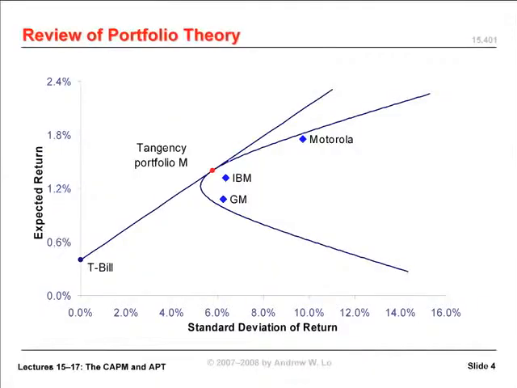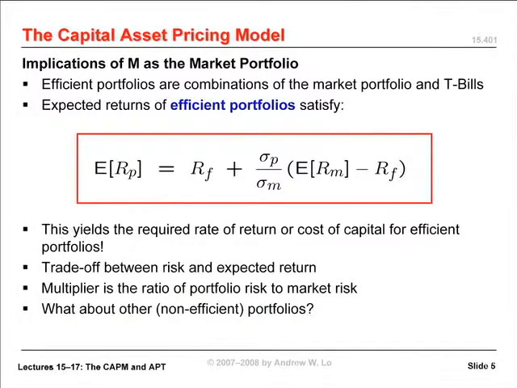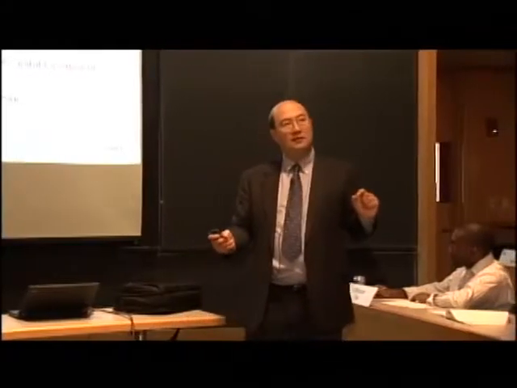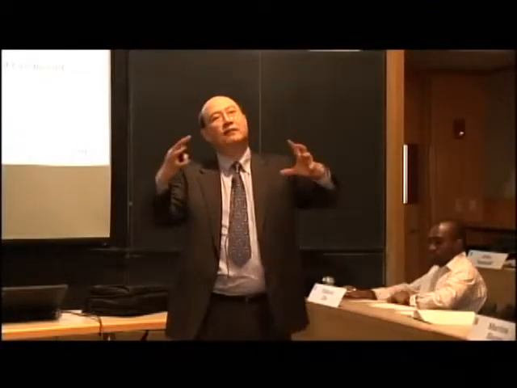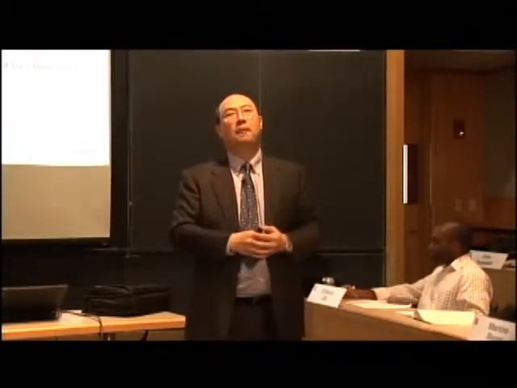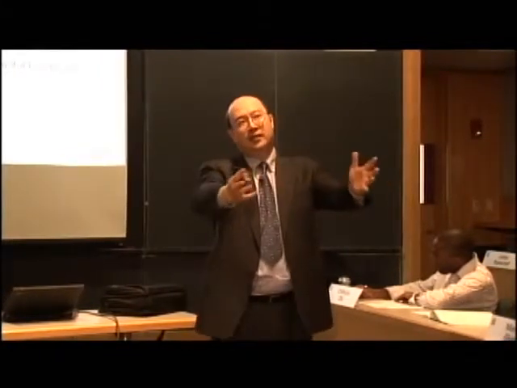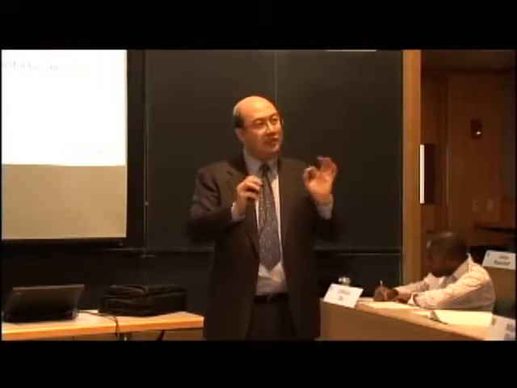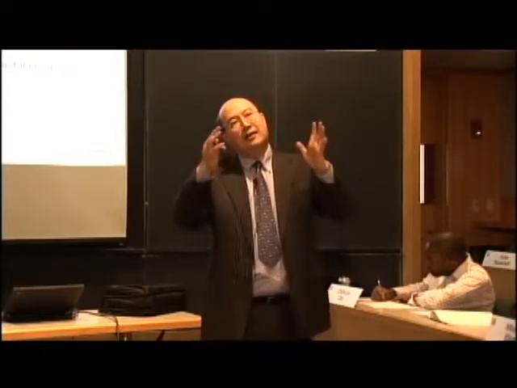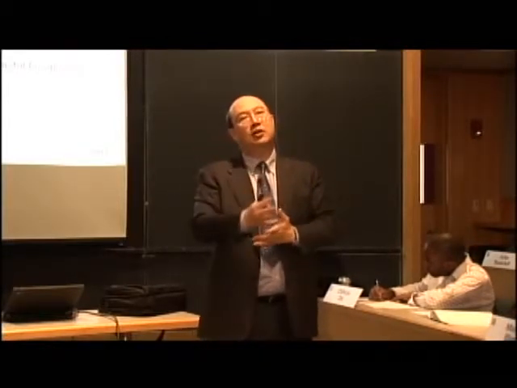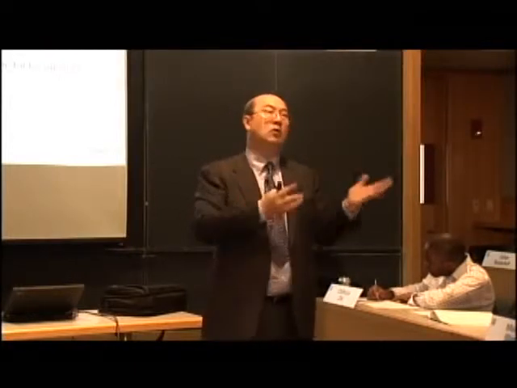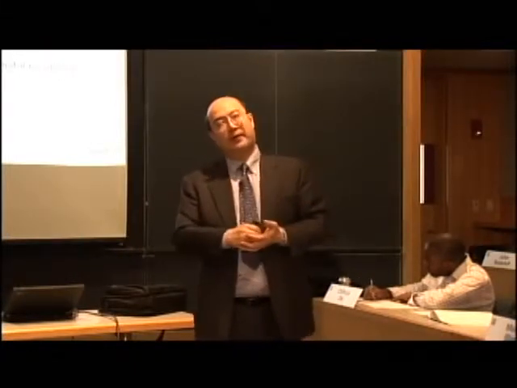Efficient portfolios meaning these guys, anything on this line, then sigma is the right measure, right? Sigma p over sigma m, that is the right measure for any kind of portfolio that is efficient. But we know that the typical security, the typical project, the typical division is not efficient. Efficient, again, meaning you can't get any better expected rate of return for the same risk, or you can't get a lower amount of risk for the same expected rate of return.